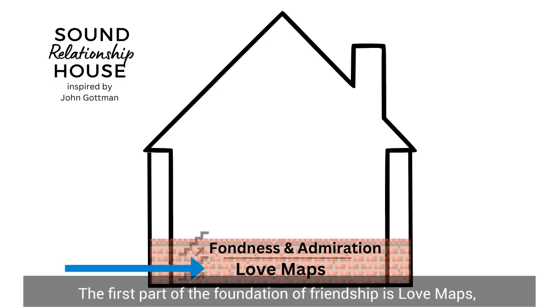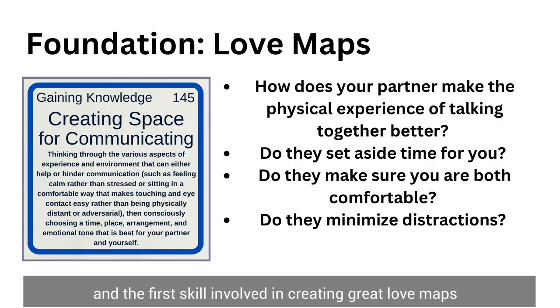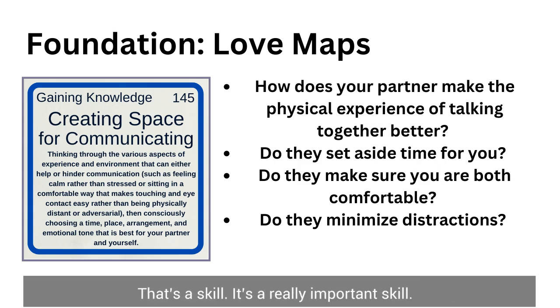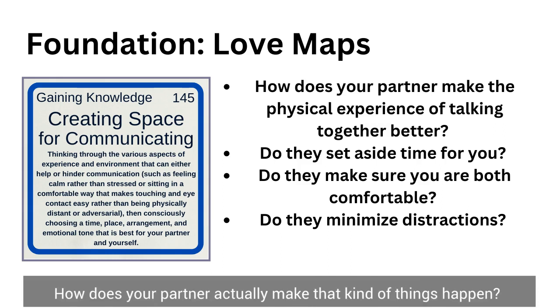The first part of the foundation of friendship is love maps. And the first skill involved in creating great love maps is just creating a space to communicate. So, creating the circumstances that make it comfortable for people to actually communicate with each other. That's a skill. It's a really important skill. So, how does your partner actually make that kind of thing happen?